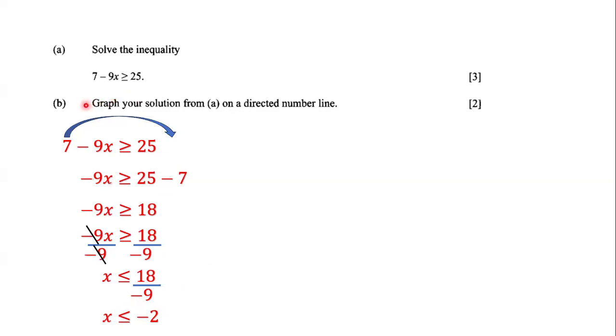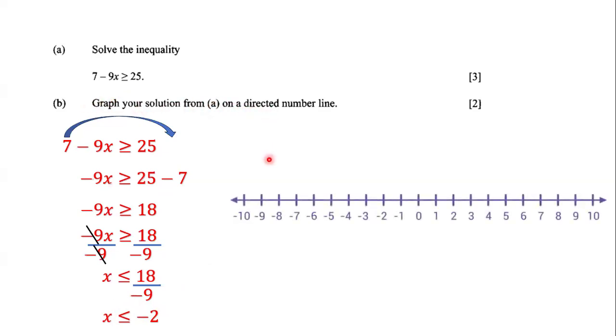Now, part B wants us to graph our solution from A on a directed number line. And so we have our number line here. And notice that we have -2 defined. And notice that we have a line at the bottom. That line at the bottom indicates that we must shade in this circle.